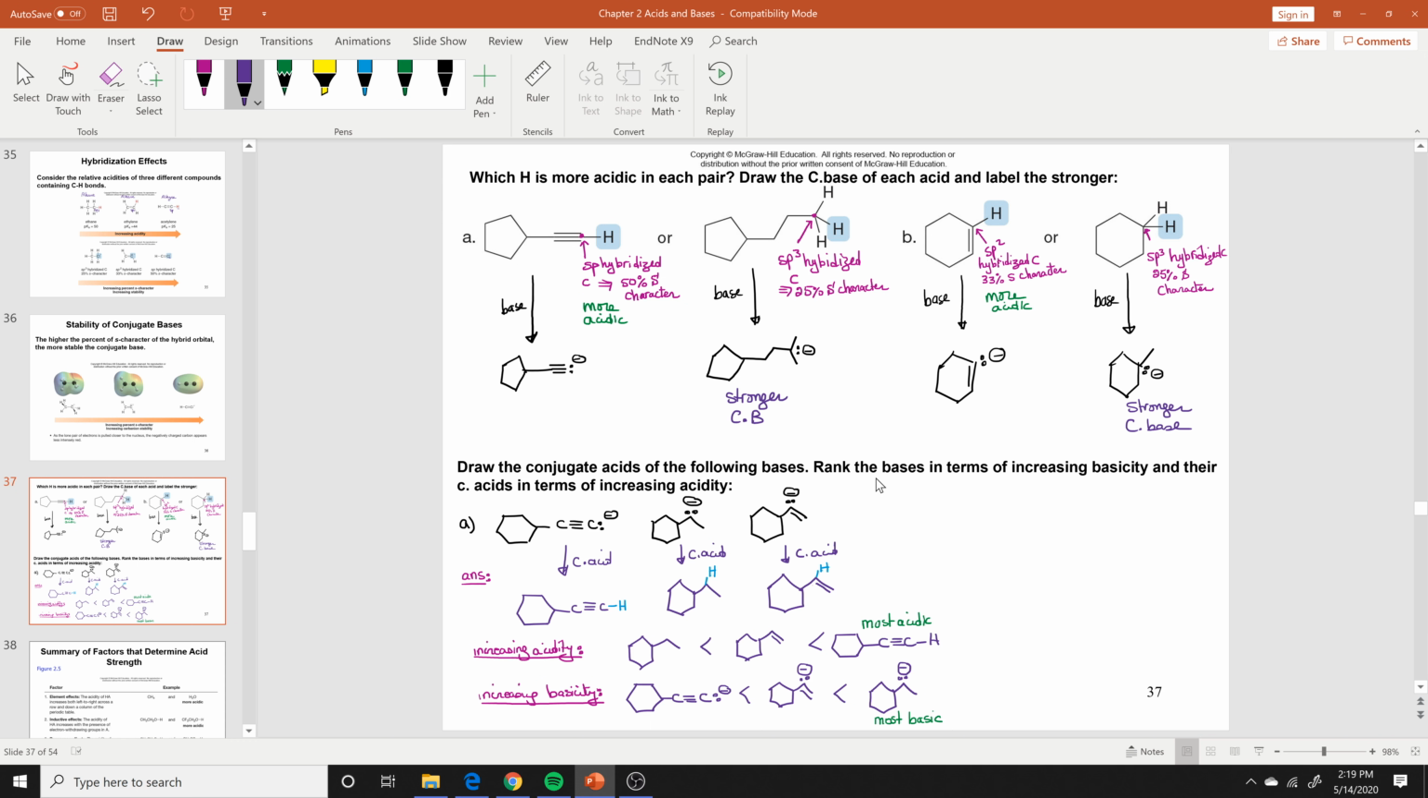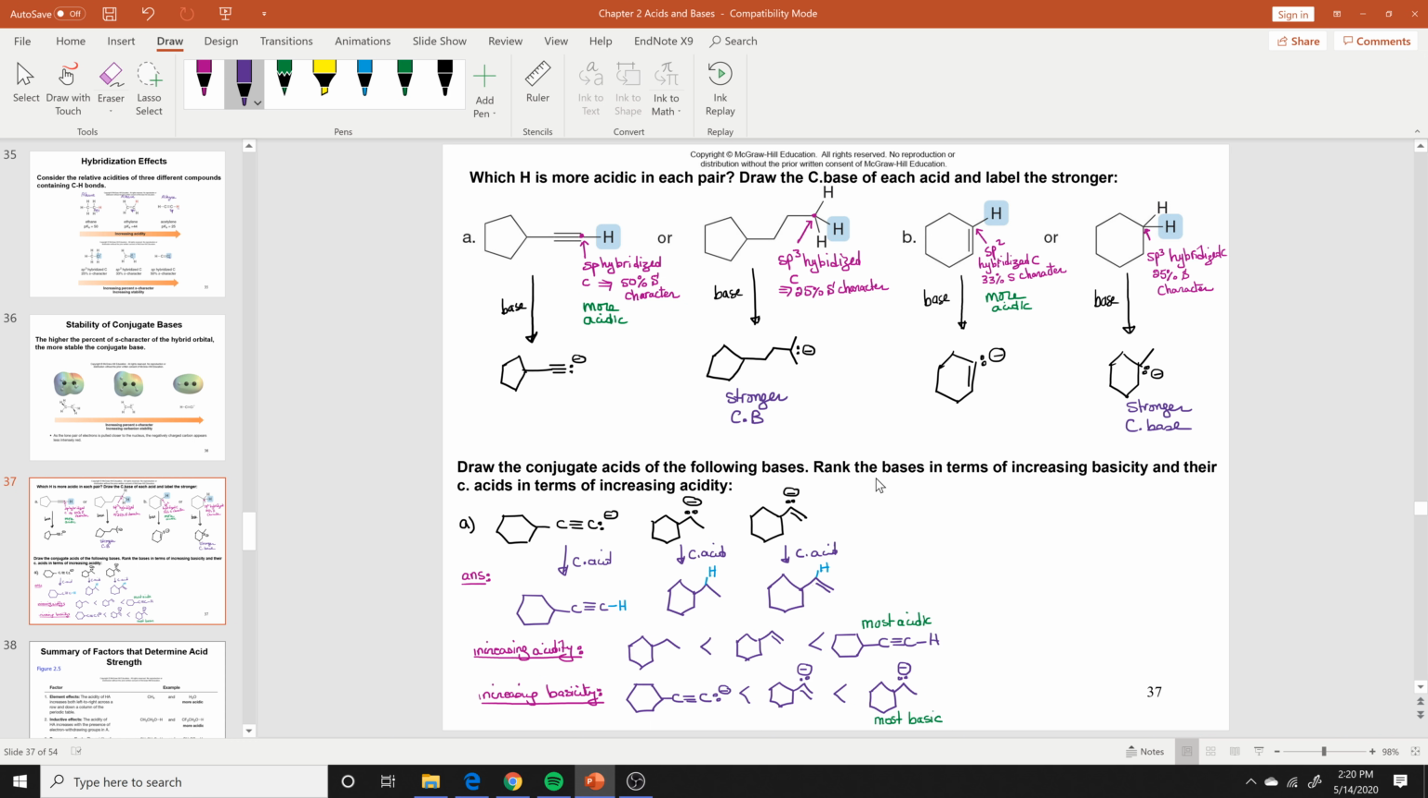Why? Because it has more s character. The s character is 50% out of the total number of orbitals. You have here two orbitals, 50% s, 50% p. And I know that lone pairs, or electrons, are in the s orbital, and the s orbital is the closest to the nucleus. So this guy over here is its conjugate base. The conjugate base is stable, so it is more acidic.